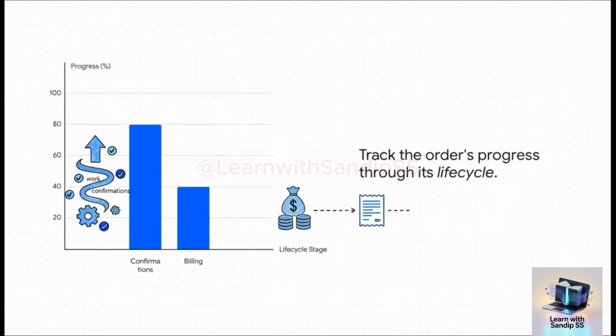Then you have the progress graph. This one's all about the life cycle of the order. How far along are we, really? It shows you the progress based on work confirmations, and then also shows you how much of that work has already been pushed to billing.